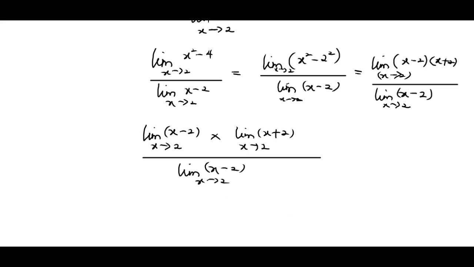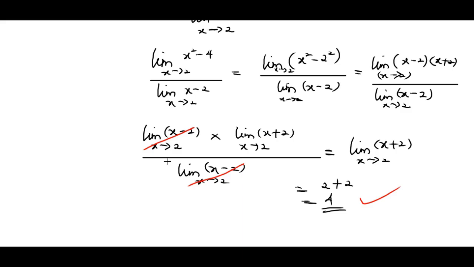So you can strike out this limit and this limit. You are left with lim x plus 2 as x tends to 2. So you can now substitute 2 for x. So this will be 2 plus 2 and you have 4. So for this question, this is the correct answer.